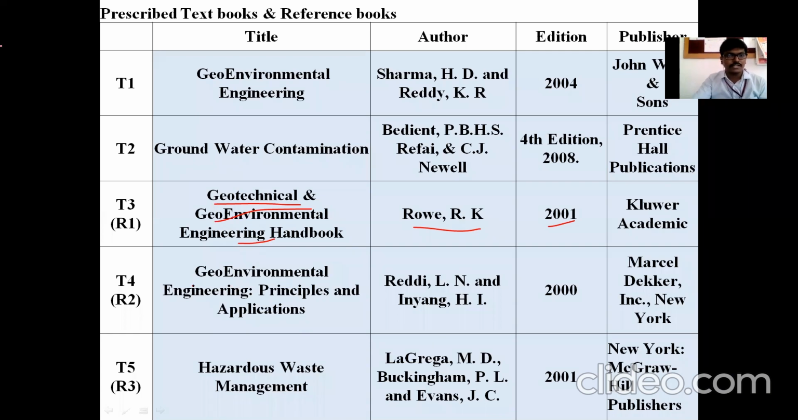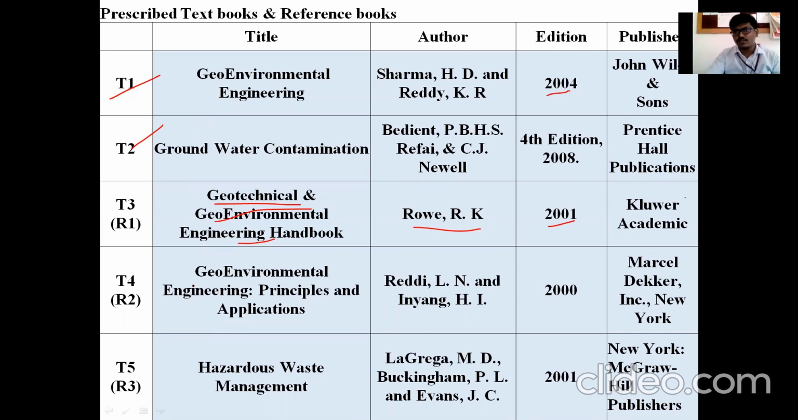And these are some of the other textbooks. The Indian authors, like Geo-environmental Engineering by Sharma HD and Reddy KR, 2004 edition, and you can go through the publisher details. This is for your reference, if you want to get it from any online platform. These are other textbooks also, which can be used as reference books. You can go through them.